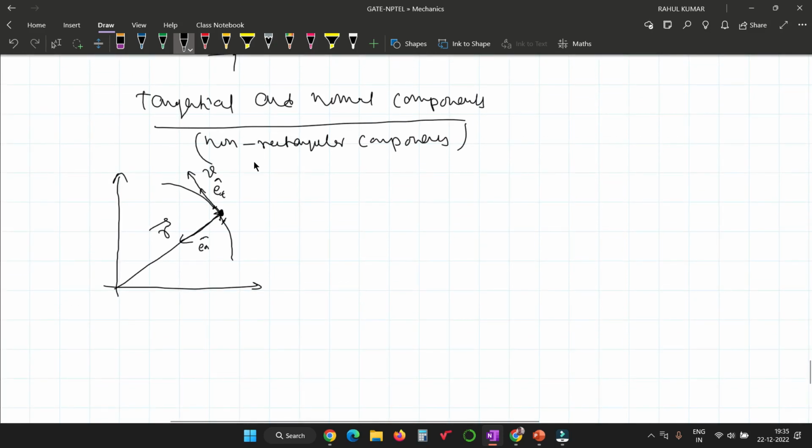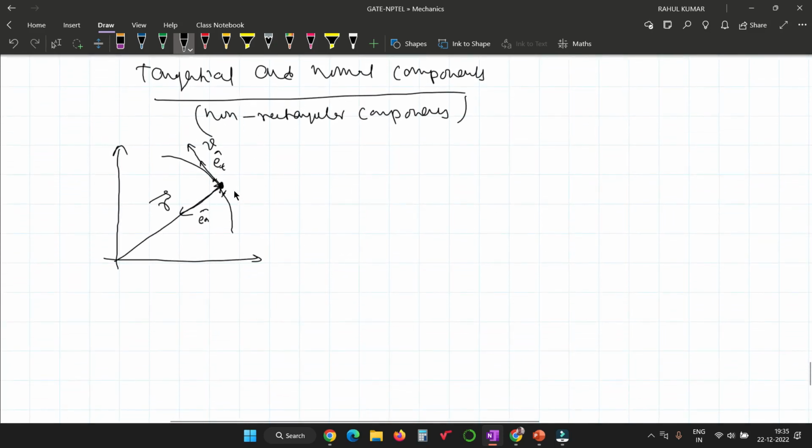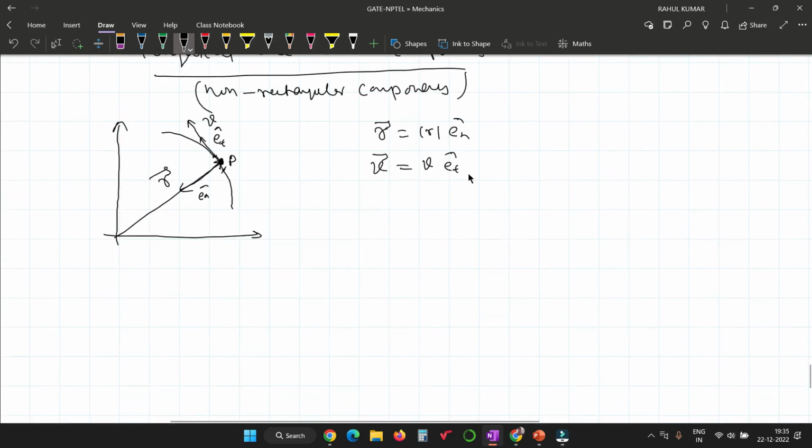Suppose at point P, what is the position of the particle? The position vector of the particle at point P is nothing but the mod of r times e_n, right? Tell me. And the velocity of the particle is nothing but v times e_t cap, right? Tell me.